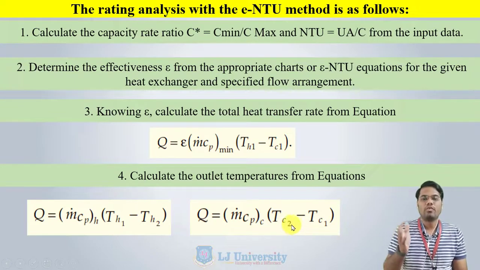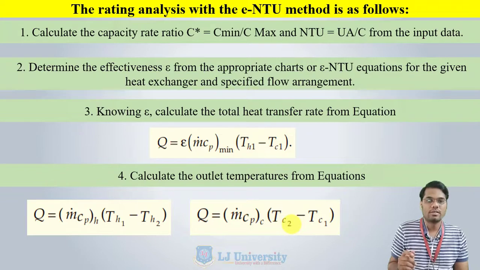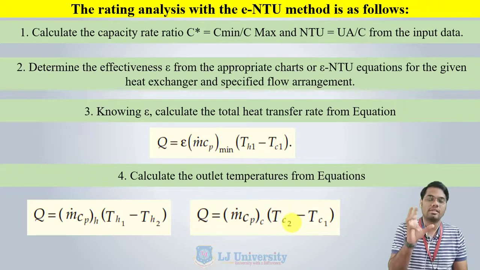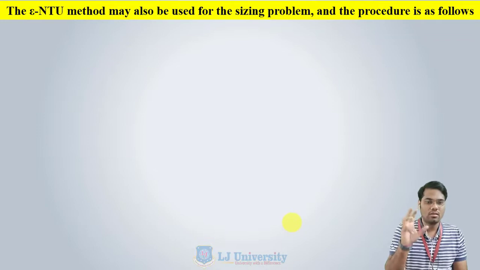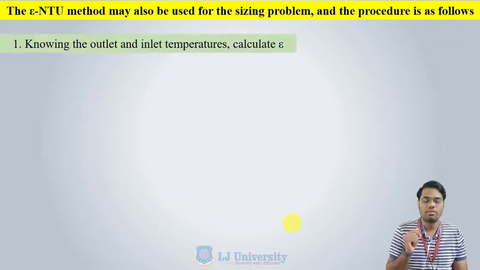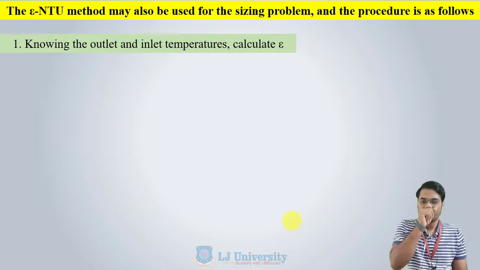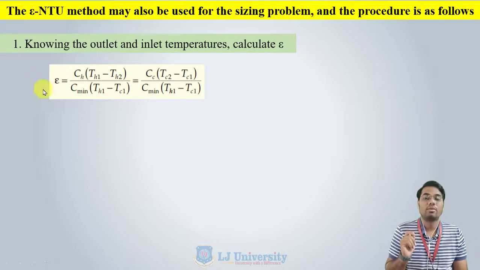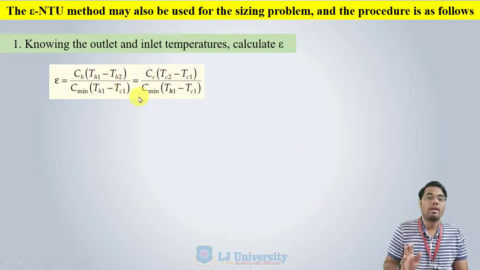So the LMTD method is useful where you know the inlet condition as well as the outlet condition. The NTU method is used where the outlet condition is totally unknown and effectiveness is our main focus. So the NTU method is mainly used for rating. But if we use the NTU method for sizing, then the procedure is as follows. The first step is to know the inlet and outlet temperatures, and then calculate the effectiveness by using this equation. To calculate effectiveness, we require all the temperatures, TH1, TH2, TC1 and TC2.